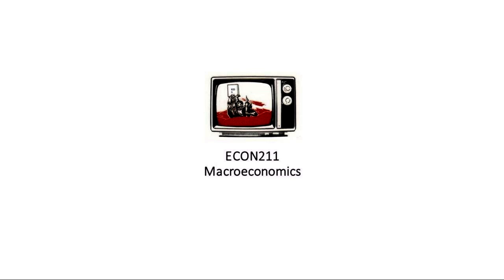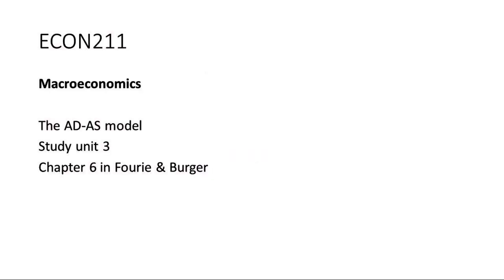You are watching Macro TV and we are busy with study unit 3, which is chapter 6 in Fourie and Berger. It's the ADAS model and we've already introduced the model and its equilibrium, and now in the next number of videos we'll be looking at specific shocks and how you can use the ADAS framework to model the impact that a shock has on income and prices in your aggregate macroeconomy.